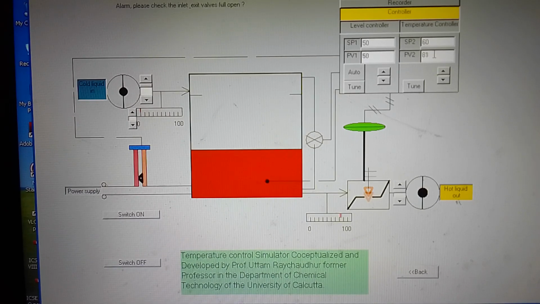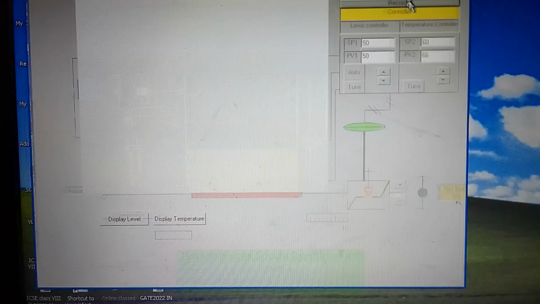The temperature will not fall as fast as the level. See that the jockey position is still here, giving minimum resistance, so the heating rate is high. It will take a certain time. Now the resistance has been increased and the heating rate reduced, and the temperature is coming down to 60 degrees centigrade very fast. Now if you go to the recorder, you can see the record.